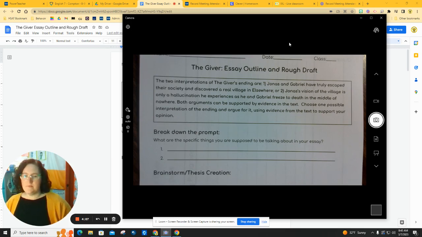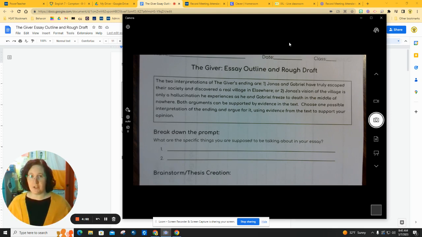The question is: the two interpretations of The Giver's ending are, one, Jonas and Gabriel have truly escaped their society and discovered a real village in Elsewhere, or two, Jonas's vision of the village is only a hallucination he experiences as he and Gabriel freeze to death in the middle of nowhere. Both arguments can be supported by evidence in the text. You need to choose one possible interpretation of the ending and argue for it using evidence from the text to support your opinion. All right, we need to break down this prompt.